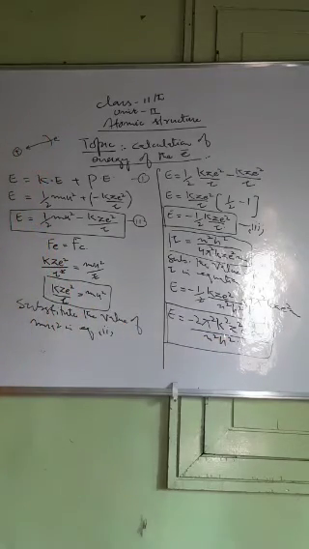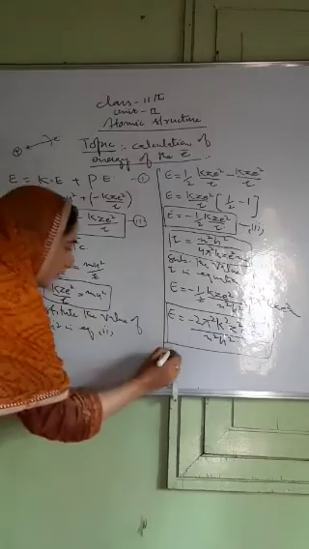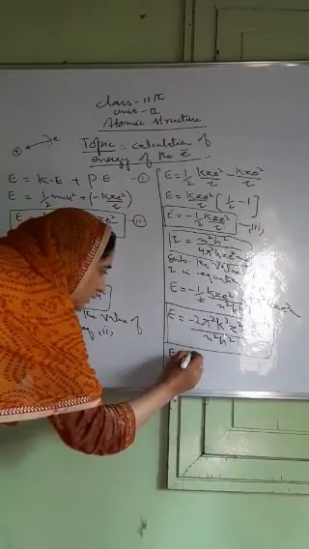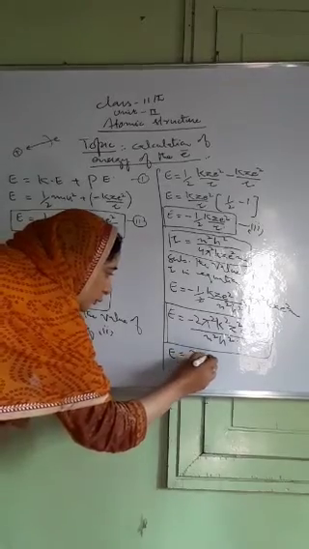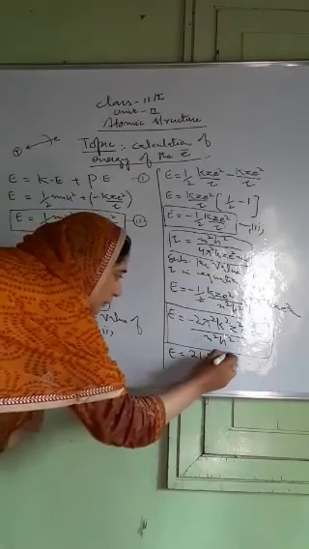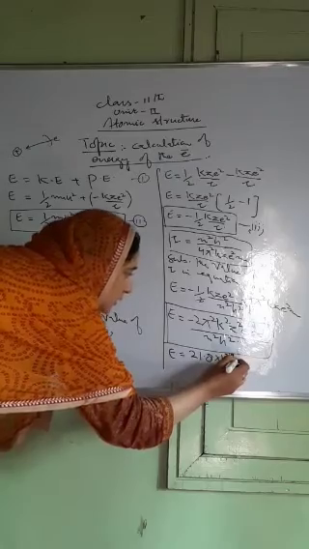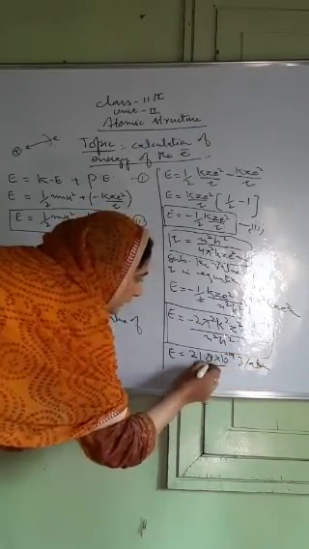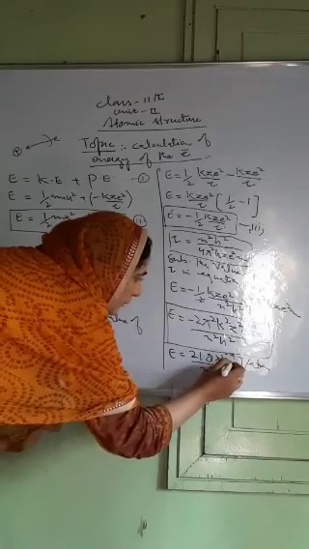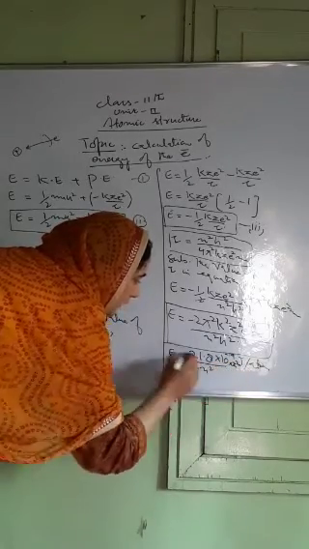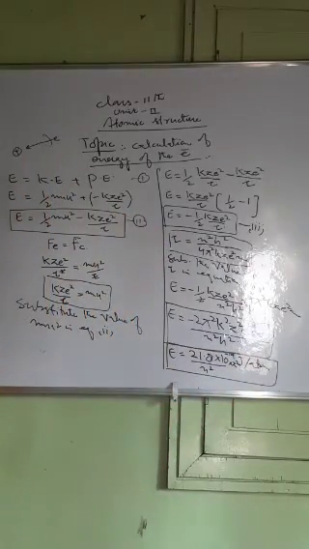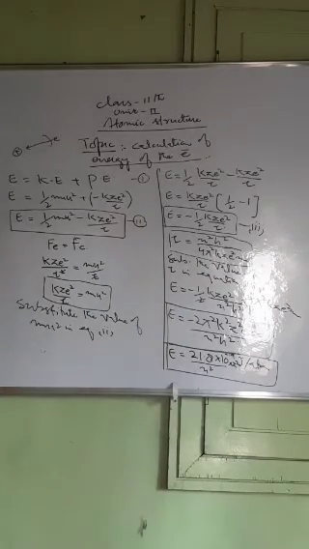And here when we substitute all the values, we get E is equal to 21.8 into 10 to the power minus 19 joule per atom divided by n square, multiplied by z square. This is the energy of the electron. Or we can say we have the energy when we substitute all these values.